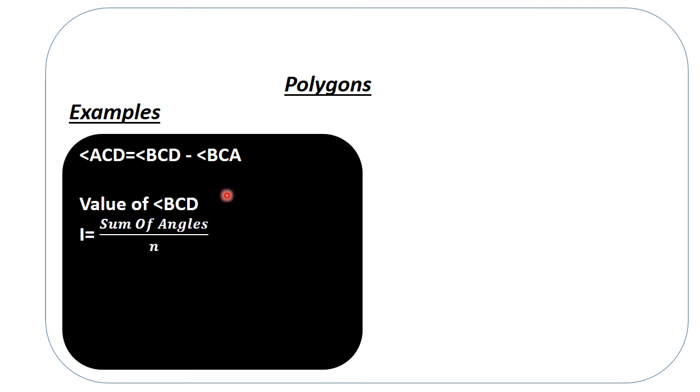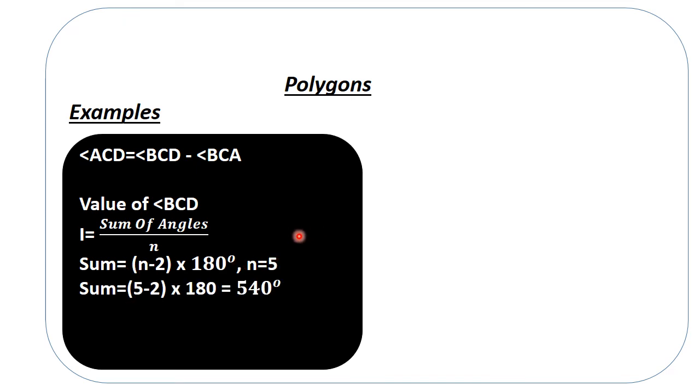First we have to find the sum of angles divided by n. The sum of angles is given by the formula n minus 2 times 180, where n in this case is 5 since it's a pentagon. So we have 5 minus 2 times 180, which gives us 540, like we calculated earlier. The interior angle is 540 divided by n, where n is the number of sides, which again is 5. 540 divided by 5 gives us 108 degrees. So we know the value of BCD.